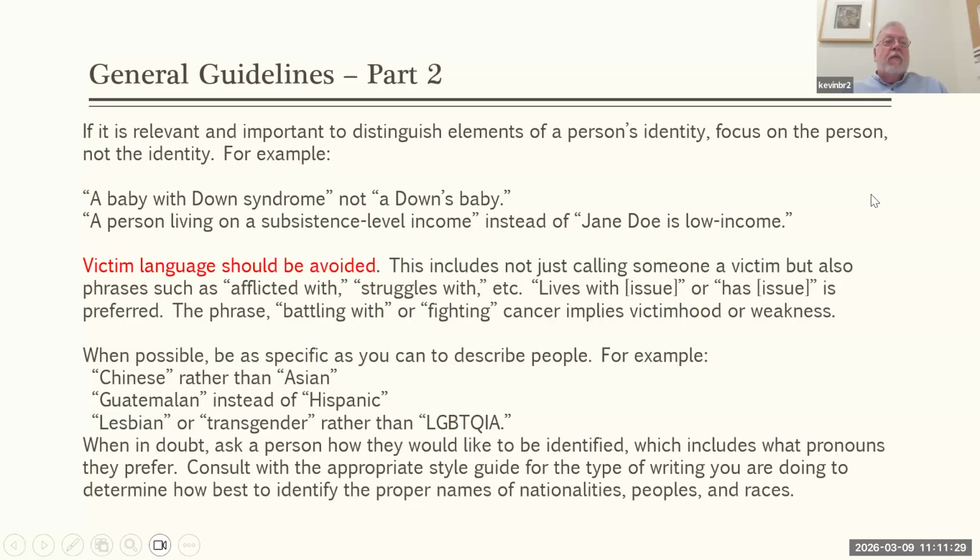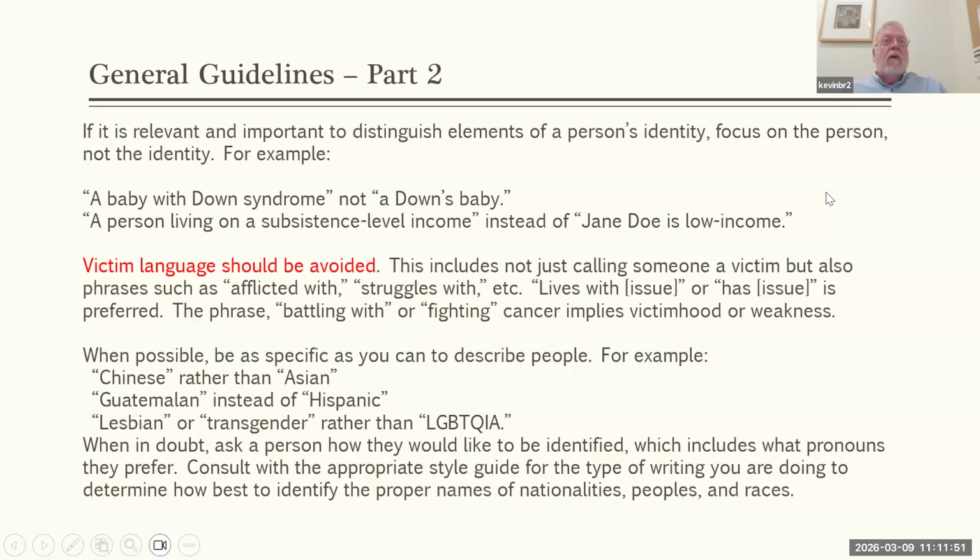So I mentioned earlier, be as specific as possible, but another way to look at that is focus on the person, not their identity. And here's a couple of examples. A baby with Down syndrome, not a Downs baby. A person living on a subsistence level income instead of Jane Doe is low income.